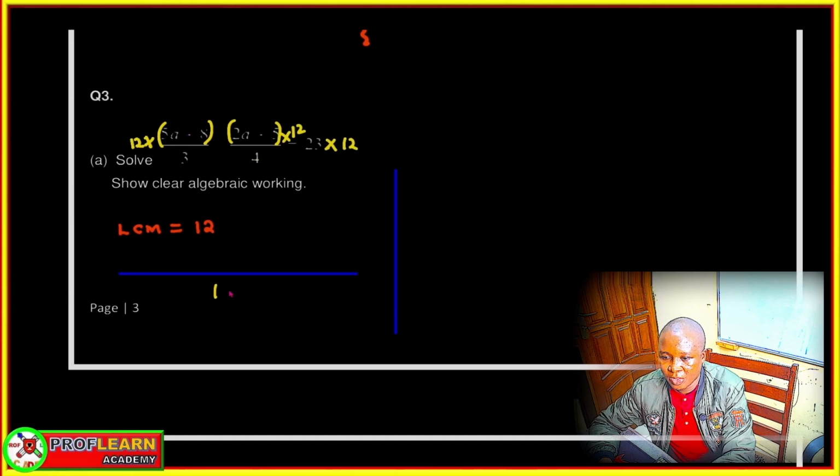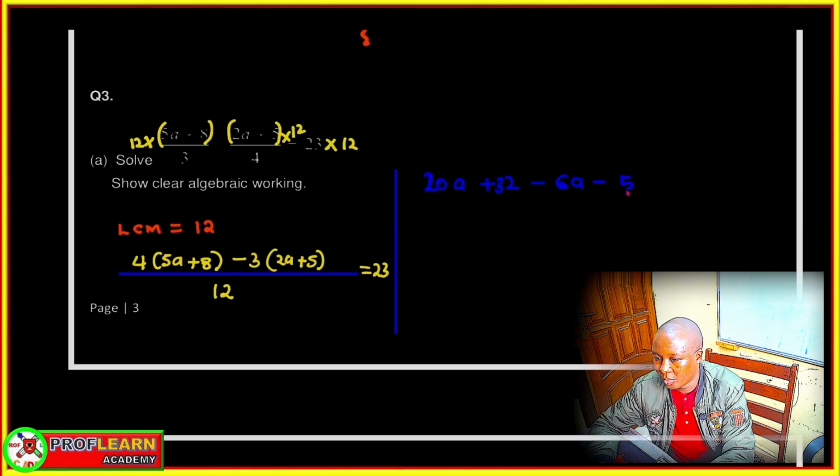And we are also having algebraic fractions. Of course, we need to find the LCM for this, and we check how many times does 3 go into 12? 4 times. So you multiply what's at the top by 4, and how many times does 4 go into 12? 3 times. You multiply 3 into 2a plus 5 is equal to 23. Then you can multiply 12 both sides so that we get rid of the fractions. Then we solve for the value of a.